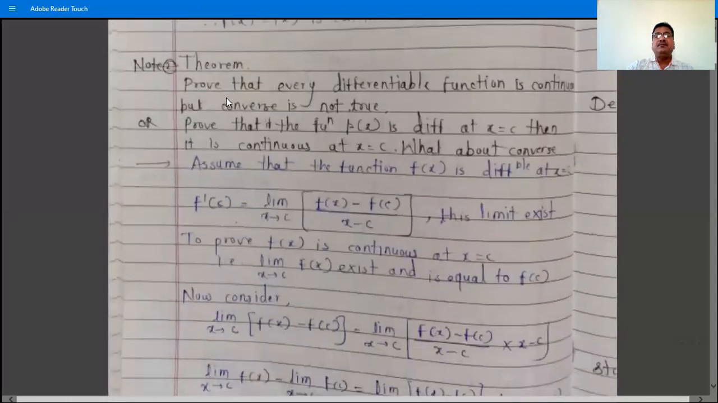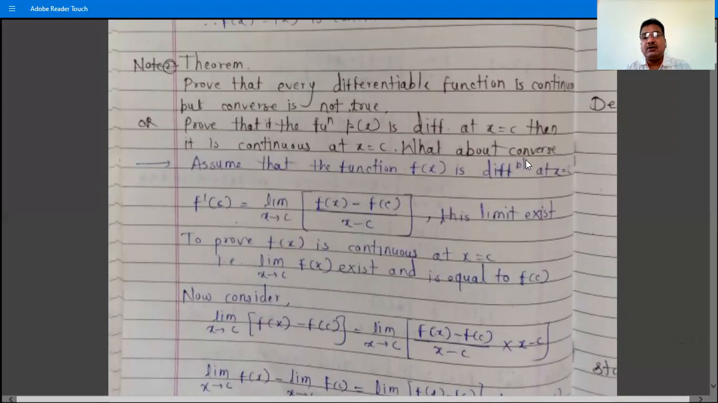Next is the theorem. Prove that every differentiable function is continuous, but the converse is not true. That is, if the function is differentiable, then the function is continuous at that point. But the converse is not true. Prove that if the function f(x) is differentiable at x is equal to c, then it is continuous at x is equal to c. What about the converse?